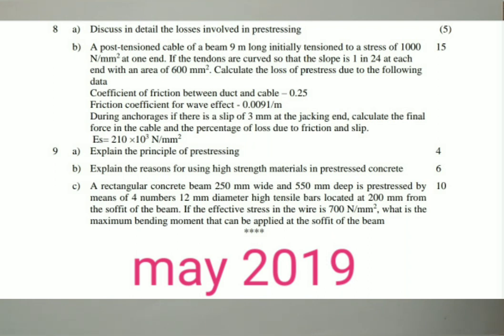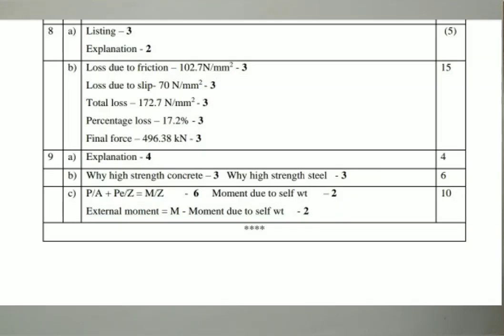Now, moving on to the May 2019 question paper. The first one is: discuss in detail the losses involved in pre-stressing. It was asked for 5 marks. In this, we have to list out all the losses as well as explain each loss with its equation to score full marks.